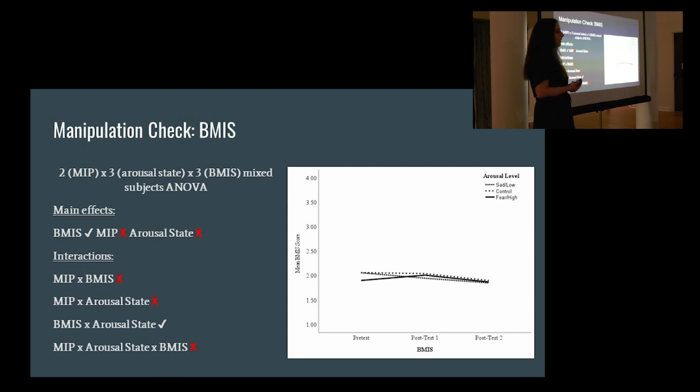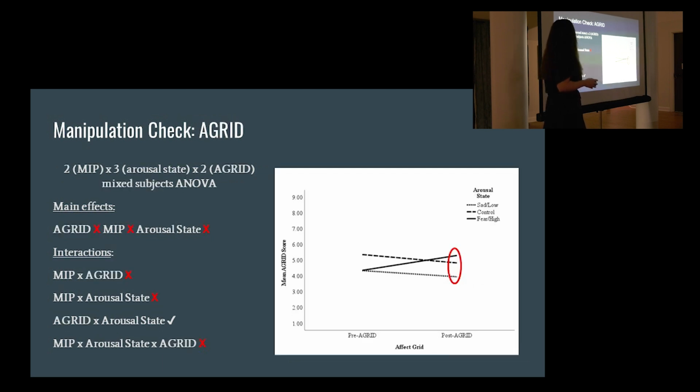What was significant, however, was the drop in their arousal from the very beginning of the study to the very end, which just means I bored them. I exhausted them. They were not happy with me at all. So then I did also look at the A-grid, which was the second mood assessment questionnaire.